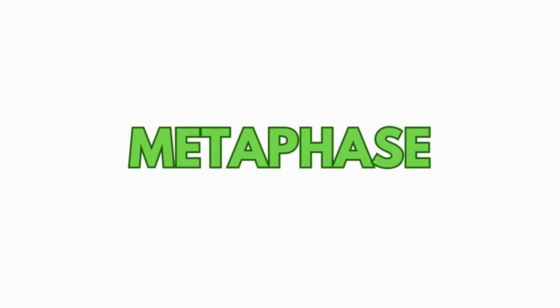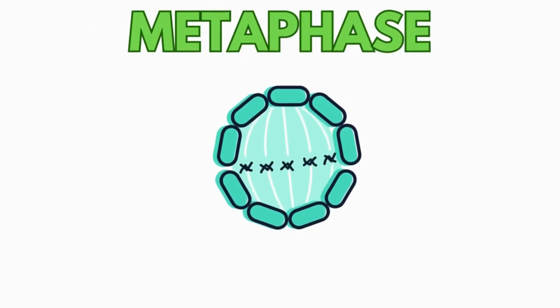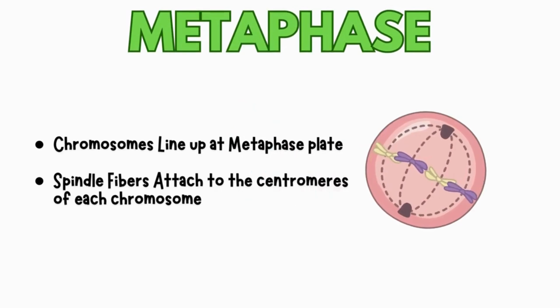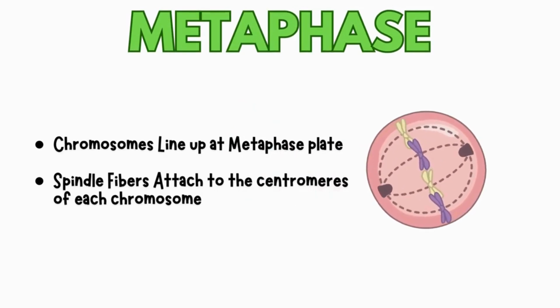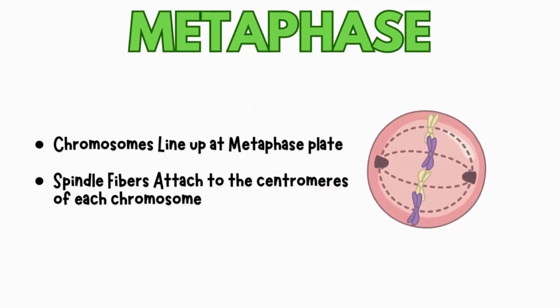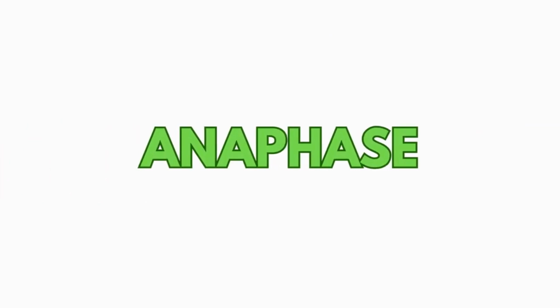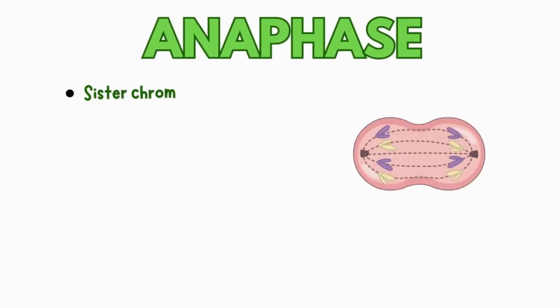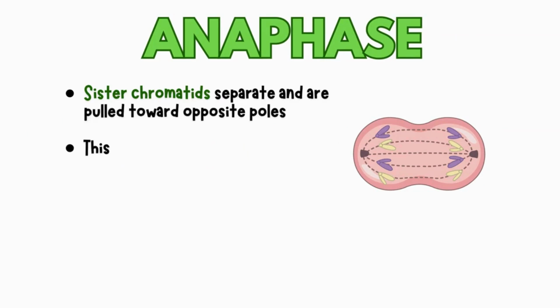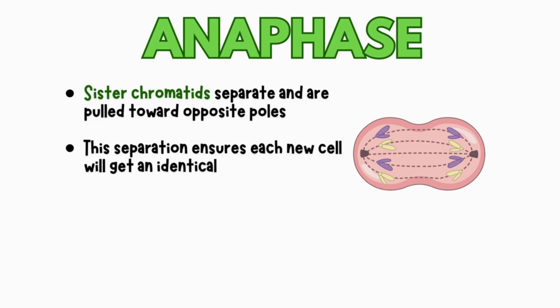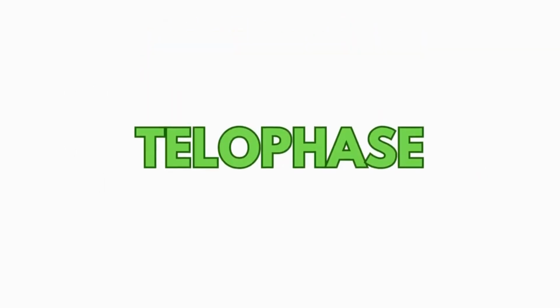The next phase is metaphase. The chromosomes line up right in the middle of the cell. This spot is called the metaphase plate. Then, spindle fibers attach to the centromeres of each chromosome to get ready for the big pull. The next phase is anaphase. The sister chromatids separate and are pulled apart towards opposite sides of the cell. This step is super important. It makes sure each new cell will get identical sets of chromosomes.